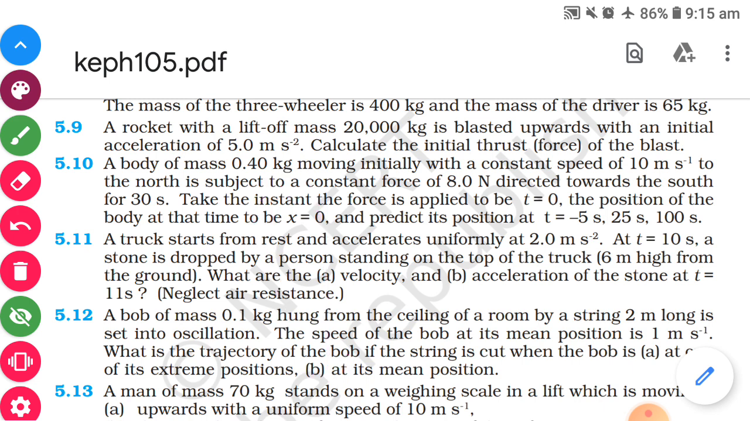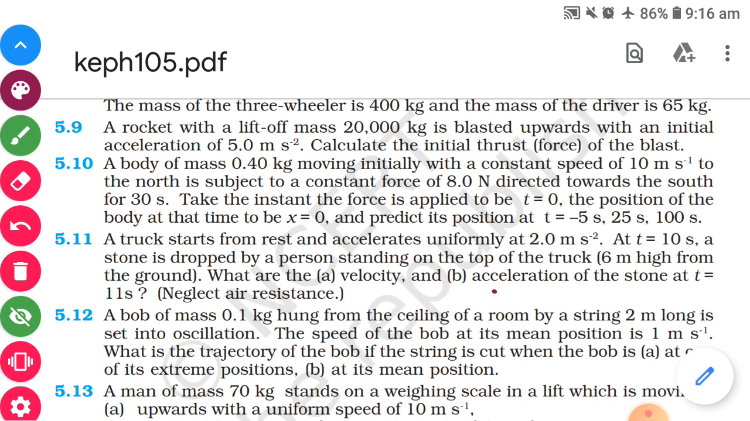Take the instant the force is applied to be t equal to 0. The position of the body at that time, where you are applying the force, is x equal to 0. Initially, when you are applying the force, x is equal to 0 and t is equal to 0, and predict its position at t equal to minus 5 seconds. So before application of the force, the time taken is minus 5.